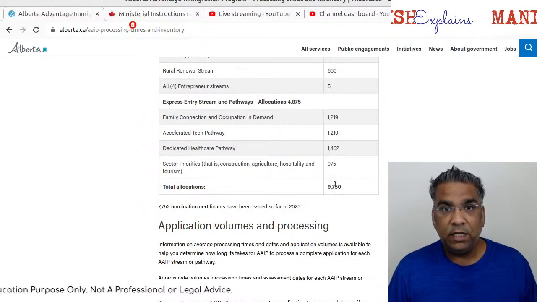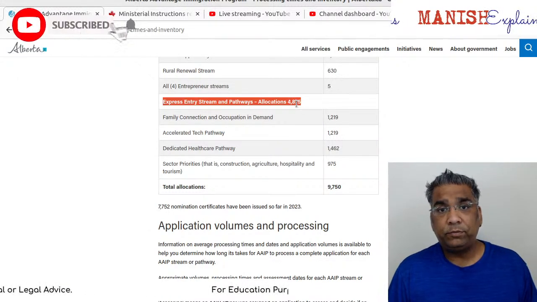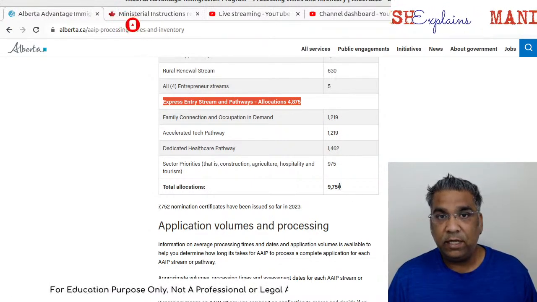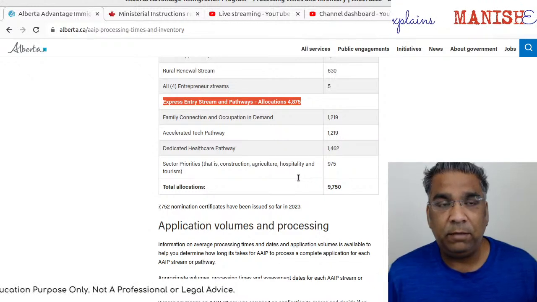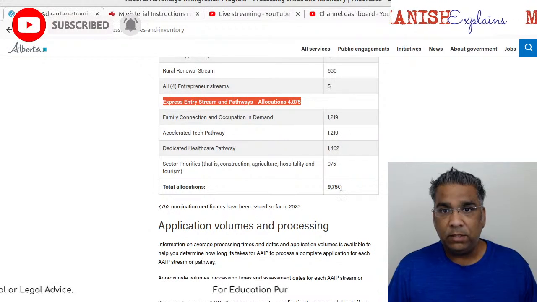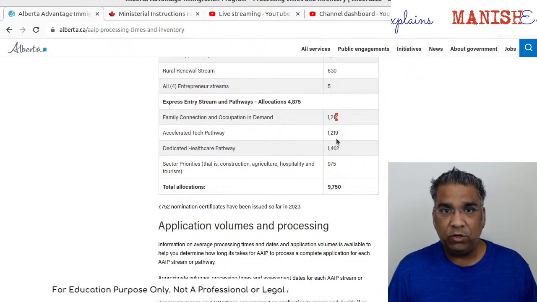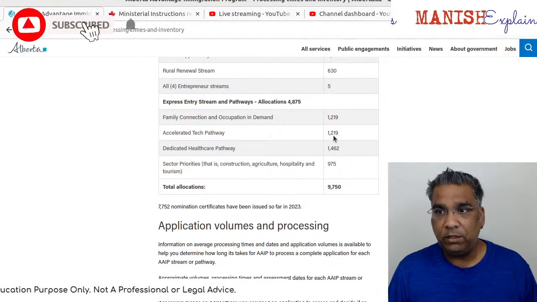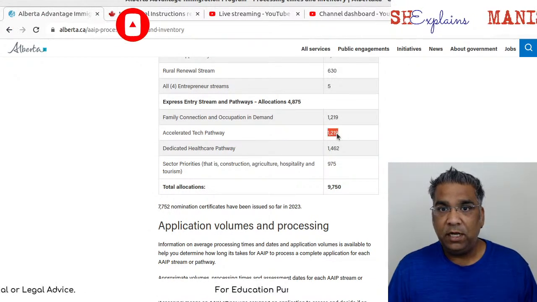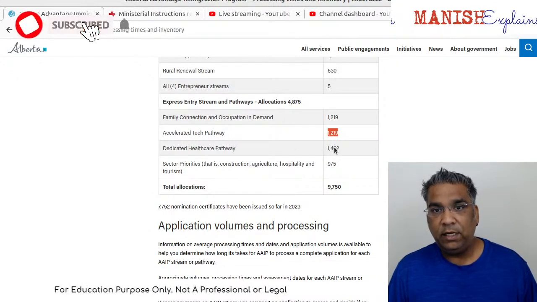Next comes the express entry allocation. It has almost half of all the certificates that Alberta has received, and it has allocated equal numbers to the family connection, occupation in demand, and accelerated tech pathway. So that is what it's done for family connection and accelerated tech pathway. Dedicated healthcare pathway.